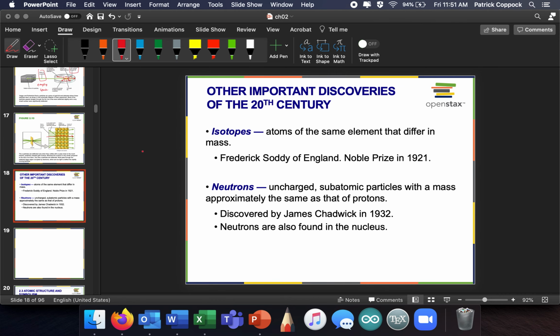All right. Other important discoveries were isotopes. That is, some atoms in an element have different masses, which is inconsistent with what Dalton said. That is, some of them have this number of neutrons, some have those number of neutrons. He didn't know that they were neutrons. Neutrons were discovered later by James Chadwick. Okay, uncharged subatomic particles with a mass approximately the same as that of protons.